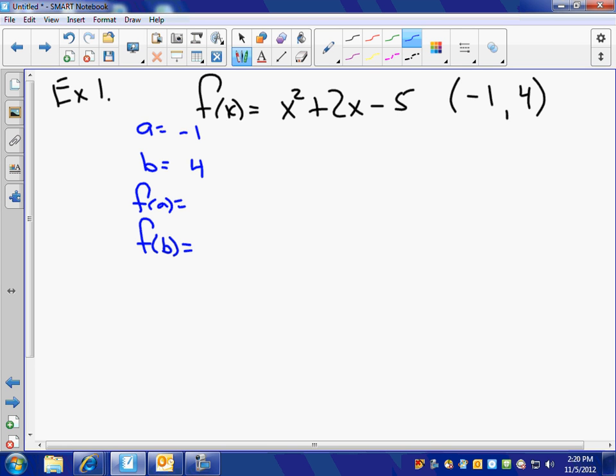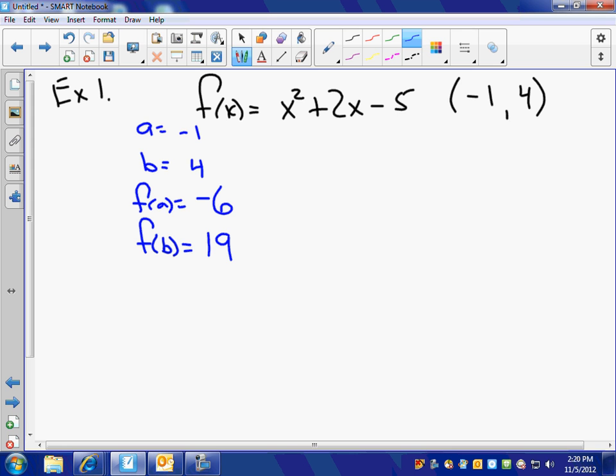-1 squared is 1, minus 2 is -1, minus 5 is -6. So -6 is my f of a value. F of b, I would plug in 4. 4 squared is 16, plus 8 is 24, minus 5 is 19.